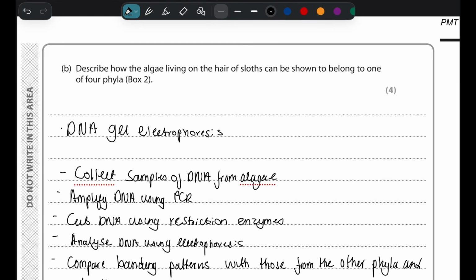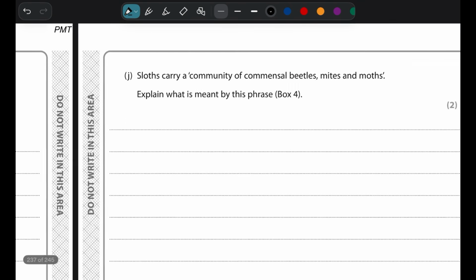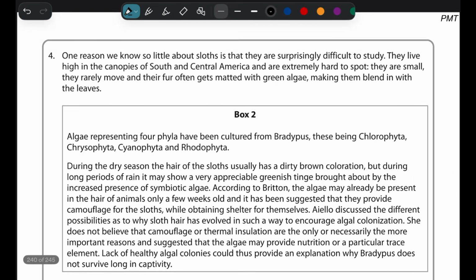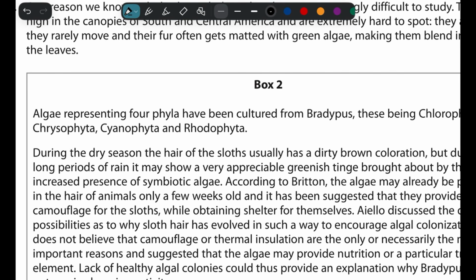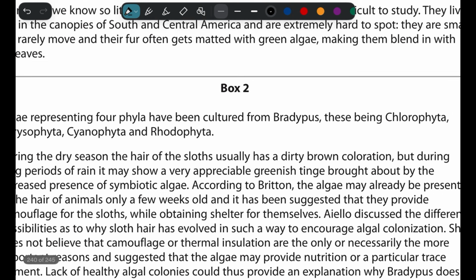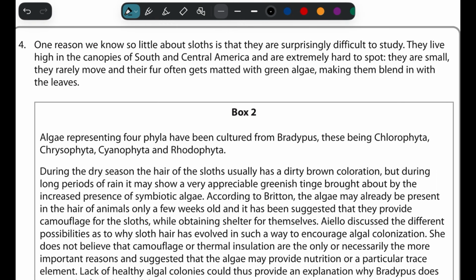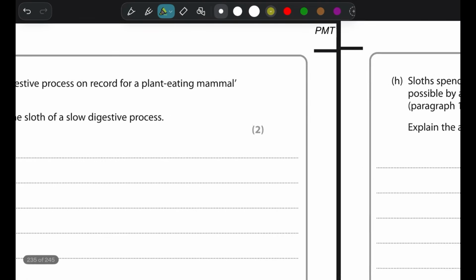Okay, so let's describe how algae living in the hair of sloths can be shown to belong to one of four phyla. Again, to be honest, I don't really need to read box 2 to be able to answer that question. I think you can tell it's going to be talking about sequencing of some kind, or maybe even PCR and gel electrophoresis. So when I'm saying algae have been cultured, again, we're thinking they've done some sort of analysis of maybe a protein or a gene.